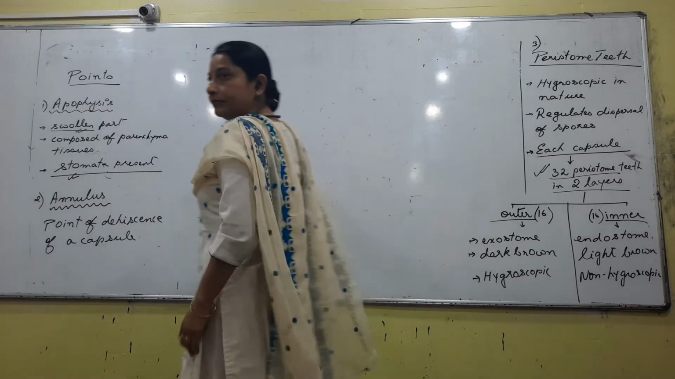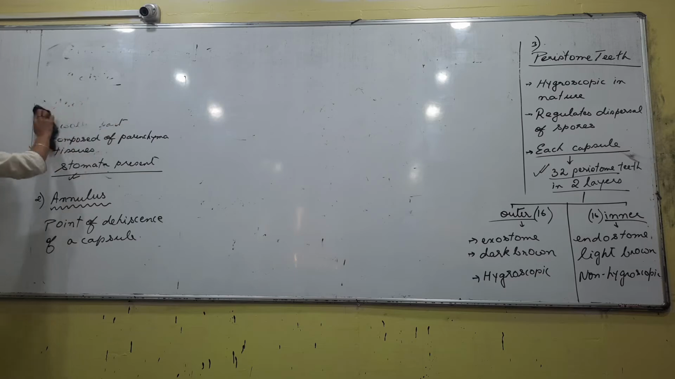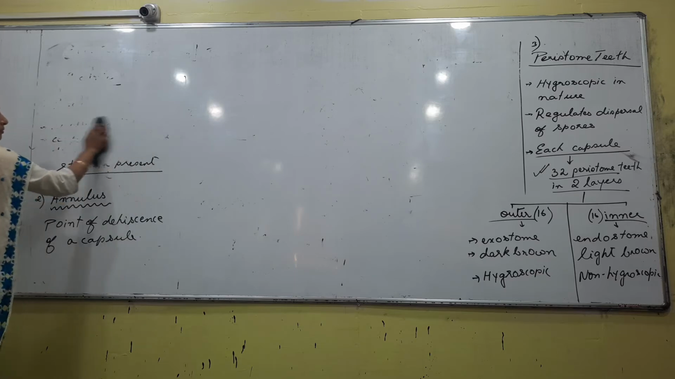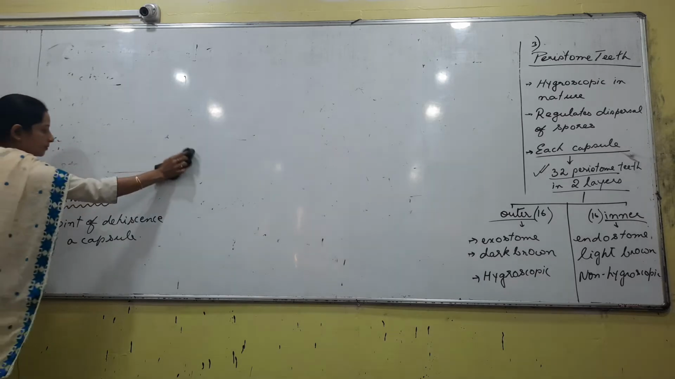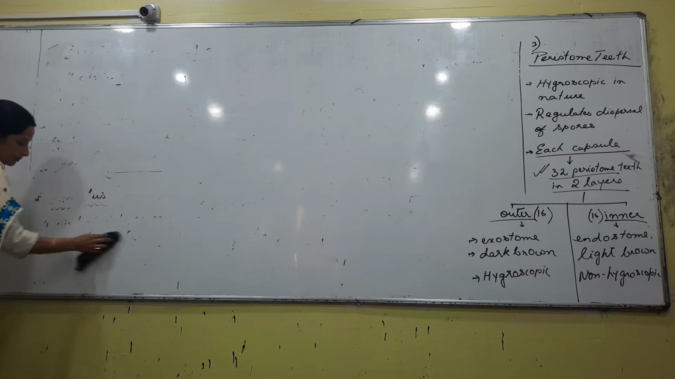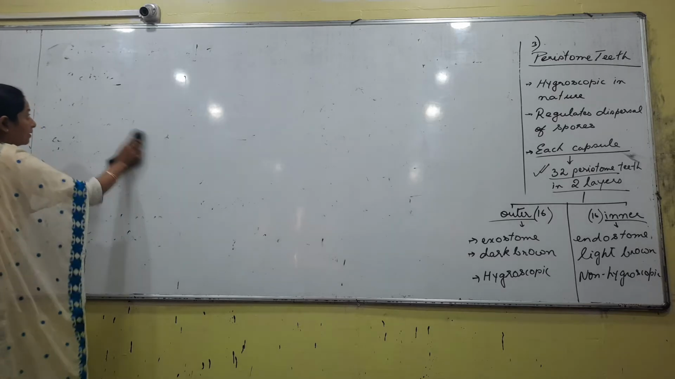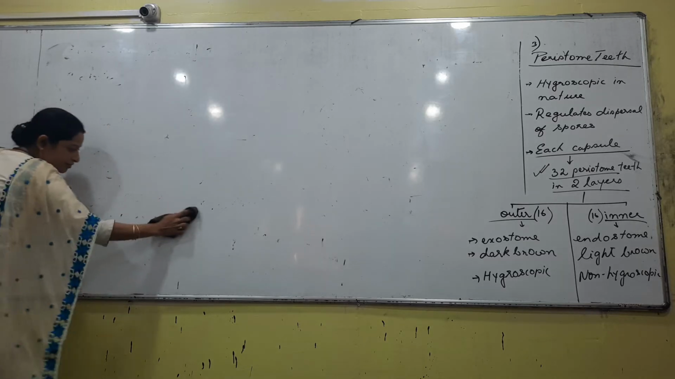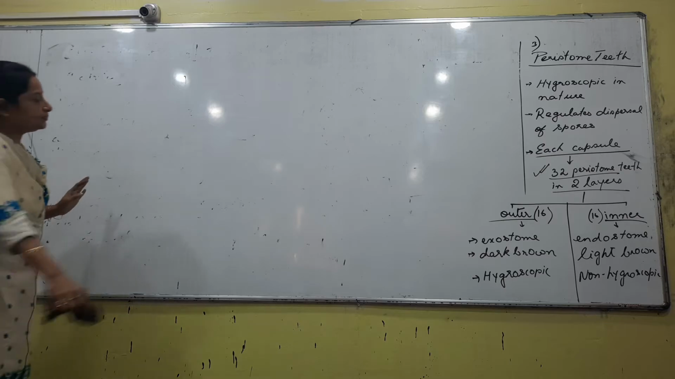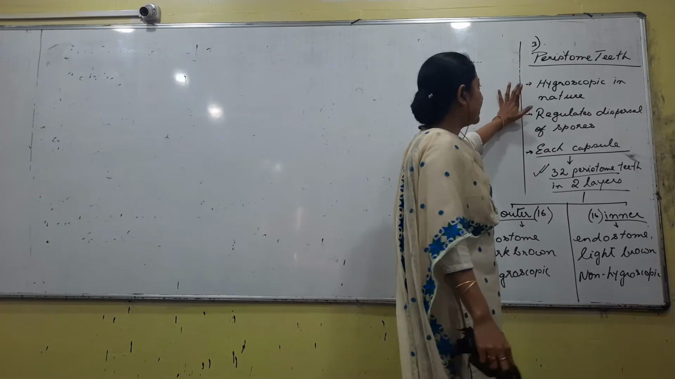Is this part over? If this is over, write the heading examples of bryophytes. Next is peristome teeth, where key questions have come.